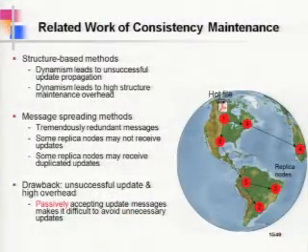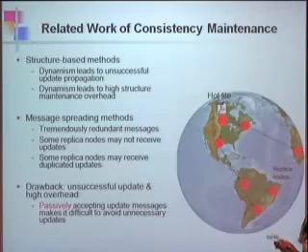The previous work for consistency maintenance can be classified into two groups. One is structure-based methods. Another is message spreading methods. In structure-based methods, all nodes constitute a structure, such as a hierarchical structure or tree structure, but we know that P2P is characterized by churn. Nodes leave and join continuously and frequently. So for the structure-based method, the dynamism leads to unsuccessful update propagation. That means in a tree, if a node fails, all of its children cannot get the update successfully. Okay? And also dynamism leads to high structure maintenance overhead. Okay, that is structure. There's extra overhead for maintenance.